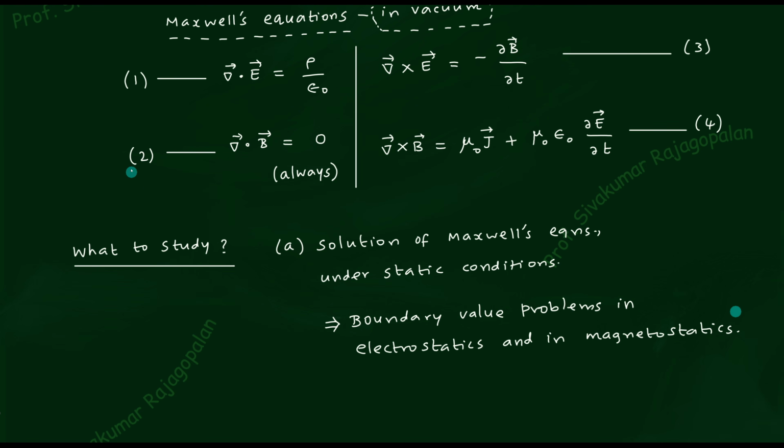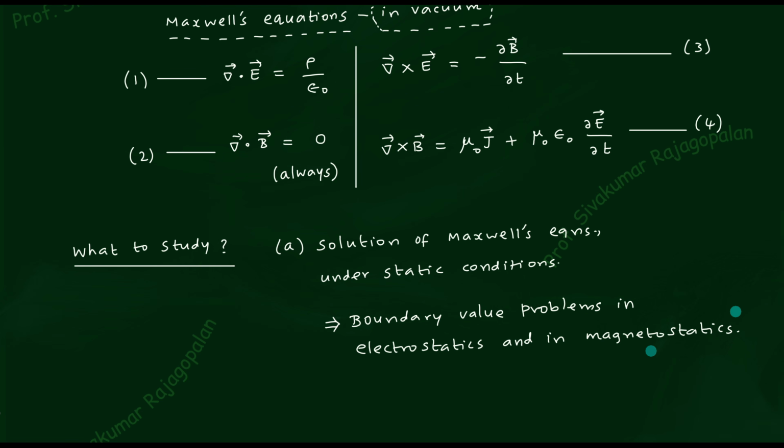Then come to the second one. If you are going to solve equation number 2 with equation number 4, if you are going to make a solution to that kind of combination, then we say that we are studying the magnetostatic boundary value problem. So that is a technical term.